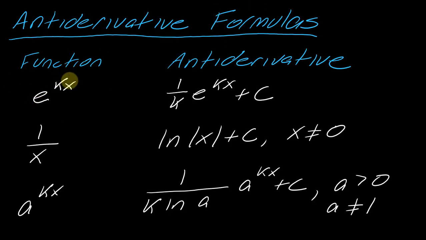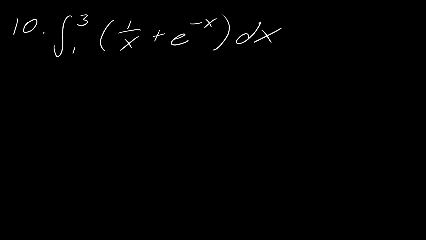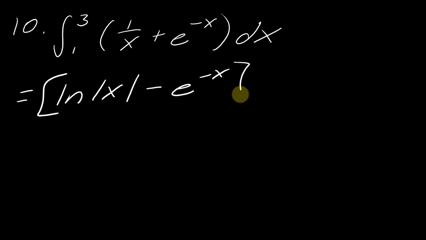So I've got e to the kx, then the antiderivative of that would be 1 over k times e to the kx plus c. So this is just the antiderivative structure. If I wanted to use that in my problem, I would write this as the natural log of the absolute value of x minus e to the negative x. That's how that would work out. And then I would just have to evaluate this from 1 to 3.